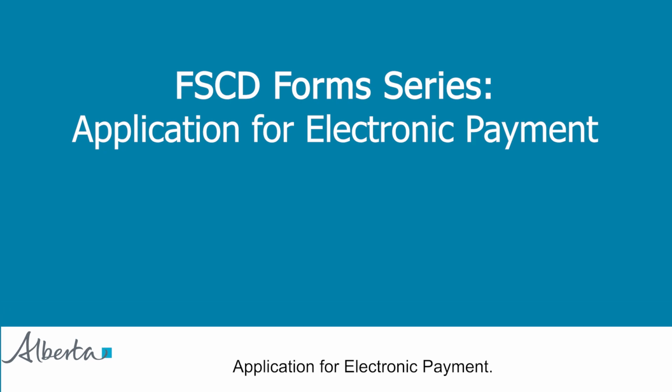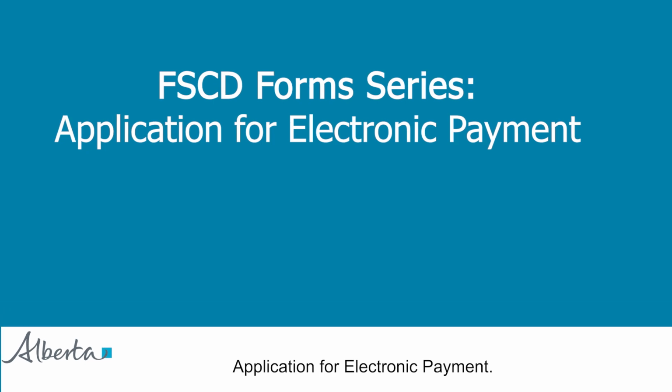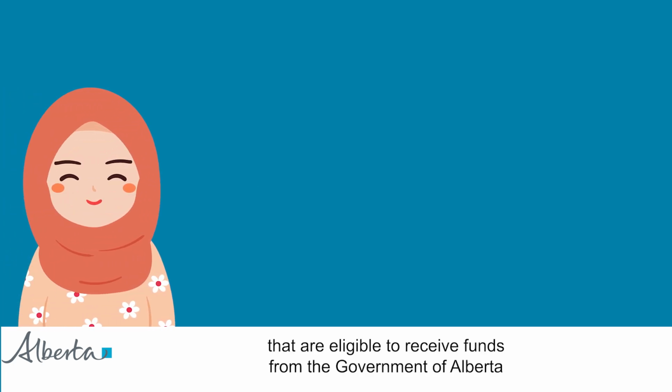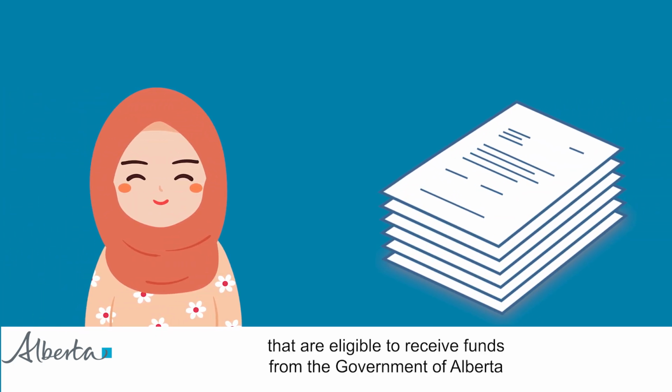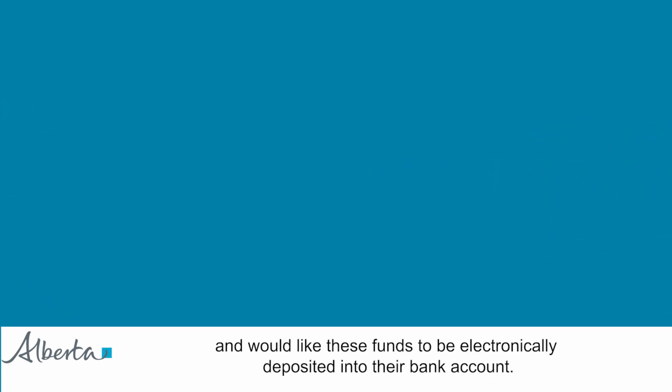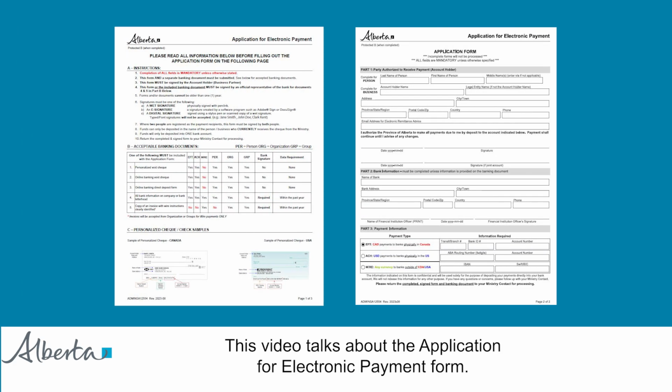FSCD Forms Series, Application for Electronic Payment. The application for electronic payment is a form used by Albertans that are eligible to receive funds from the Government of Alberta and would like these funds to be electronically deposited into their bank account. This video talks about the application for electronic payment form.